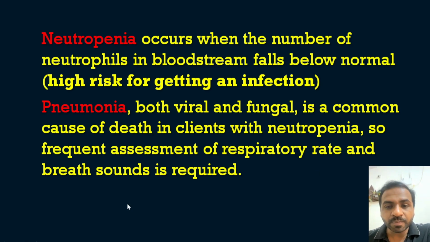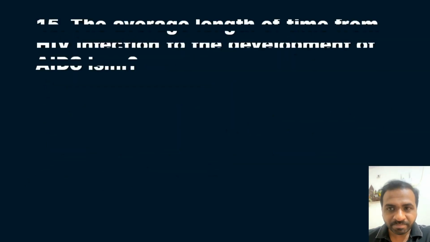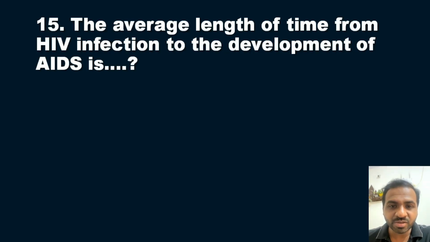This is another application level question. You should understand that neutropenia can result in a higher risk for getting an infection, and among these infections pneumonia is the most common. So we have to assess for the breath sounds, respiratory rate, etc. That is respiratory system assessment we have to do for patients with neutropenia. Clear?